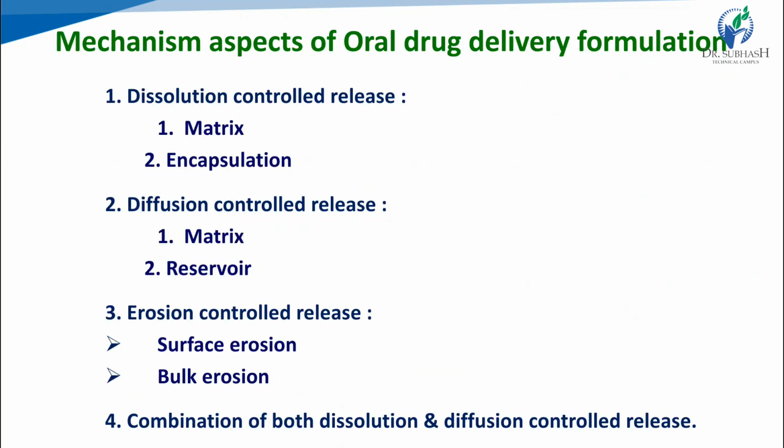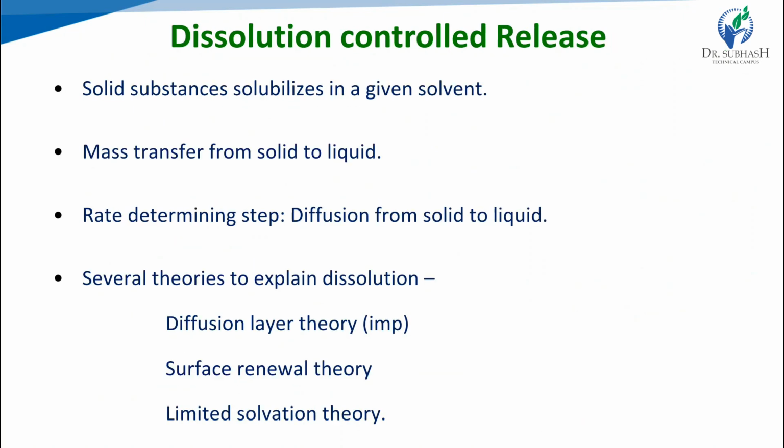The next one is the mechanism aspect of oral drug delivery systems. They are classified into four types: dissolution based controlled release, diffusion based controlled release, erosion controlled release, and a combination of both dissolution and diffusion. Further, dissolution control and diffusion control are classified into matrix and reservoir types. We have to see them one by one.